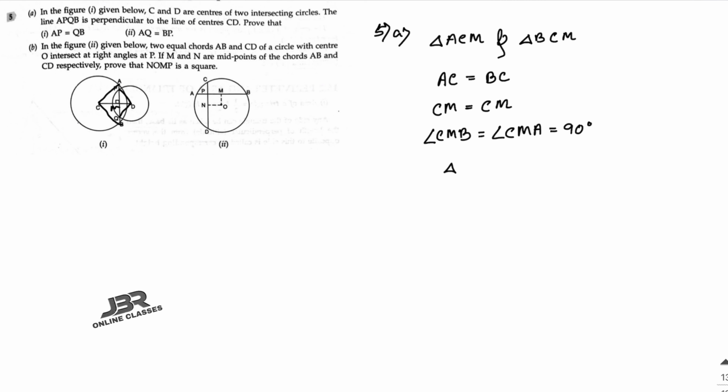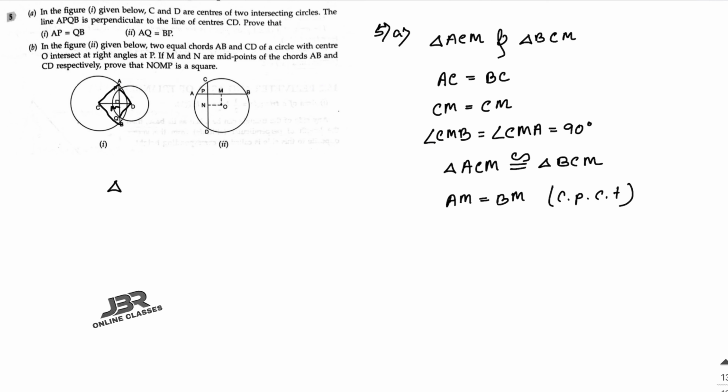So you can write down this one as triangle ACM is congruent with triangle BCM. So that means here you can write down AM is equal to BM by CPCT.